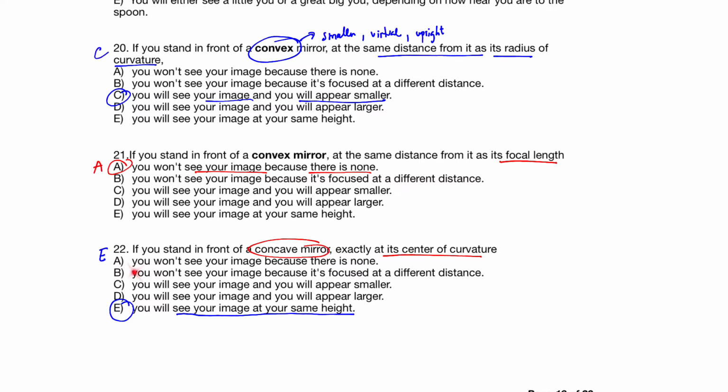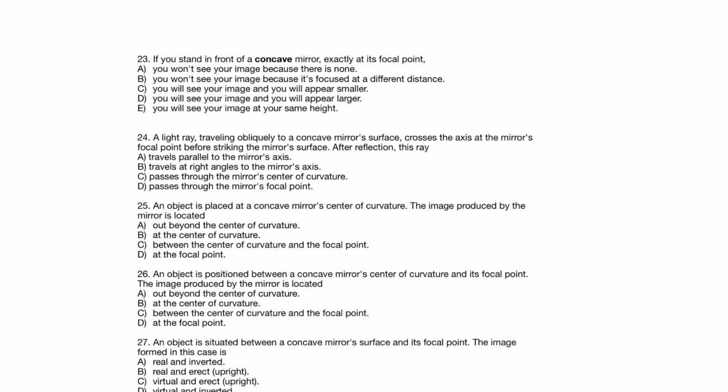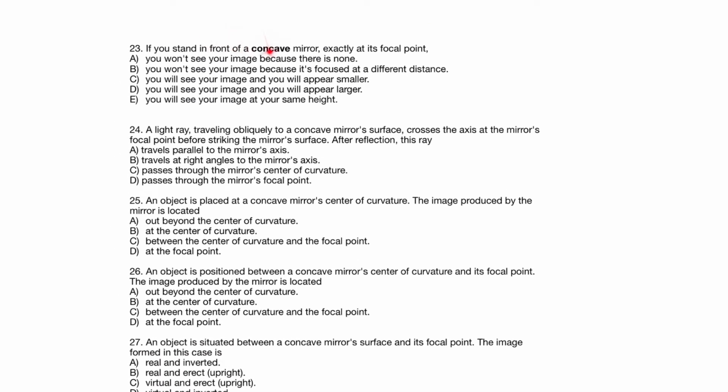Okay, that will be for number 22. Next, how about number 23? If you stand in front of a concave mirror exactly at its focal point, so meaning to say we're going to have it at a focal point. And for number 23, of course, when we stand at the focal point, there will be no image formed. So the answer here is letter A.